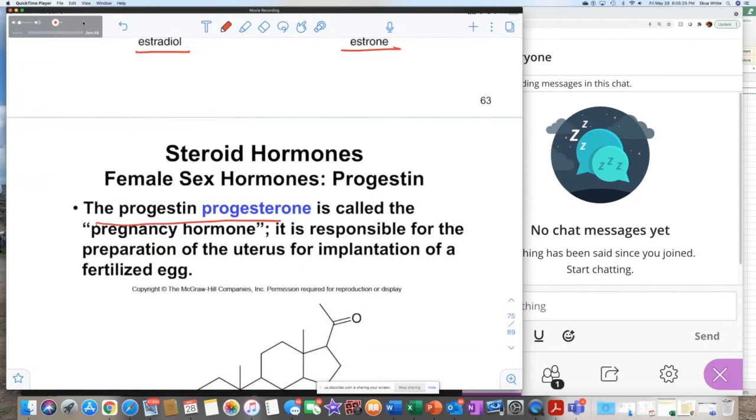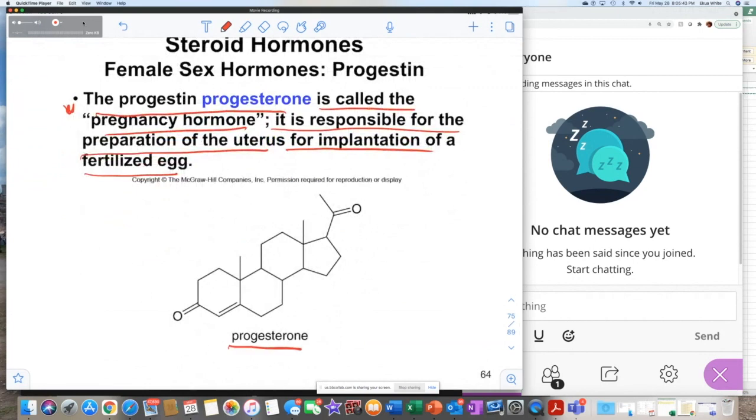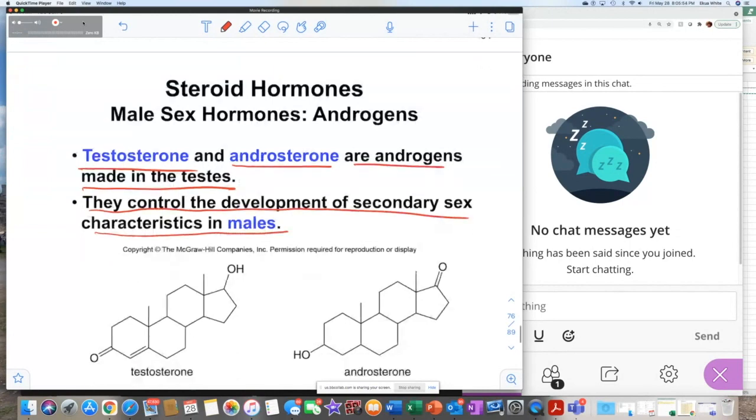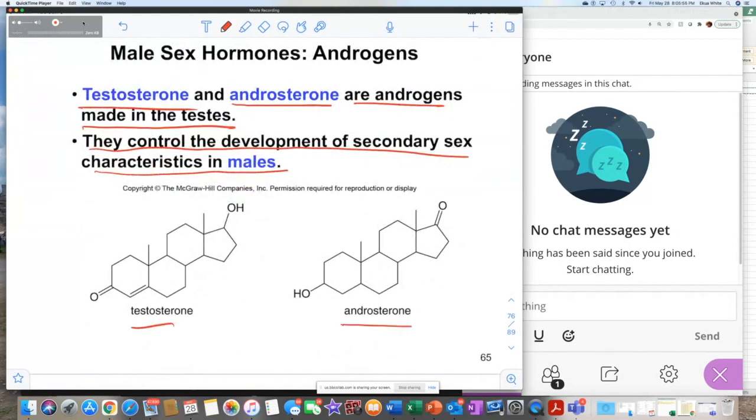The progesterone is called the pregnancy hormone. It is responsible for the preparation of the uterus for implantation of the fertilized egg. So this is important. And of course, doctors monitor these amounts, and they can tell when a woman is pregnant by monitoring all of these. Anyway, this is progesterone right here. Okay, testosterone and androsterone are made in the testes. They control the development of secondary sex characteristics in males. And these are these two right here.